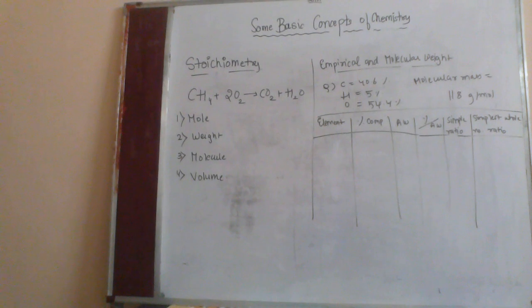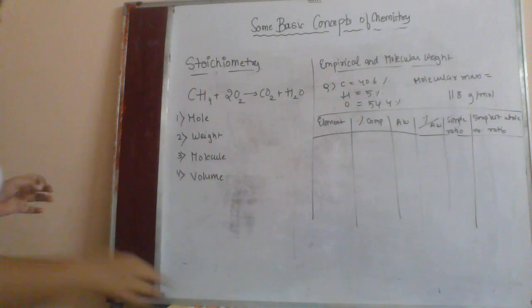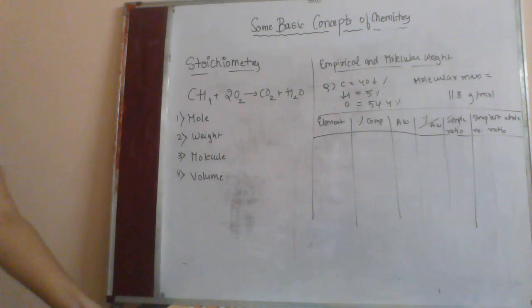So the next topic is stoichiometry. Stoichiometry is just describing a reaction in different ways. For example, let's see this reaction, that is CH4, methane, plus oxygen gives carbon dioxide plus H2O. This reaction is known as combustion of methane, burning methane in the presence of air, that is oxygen.